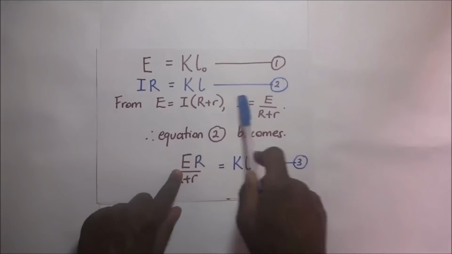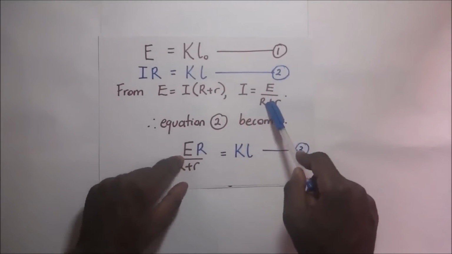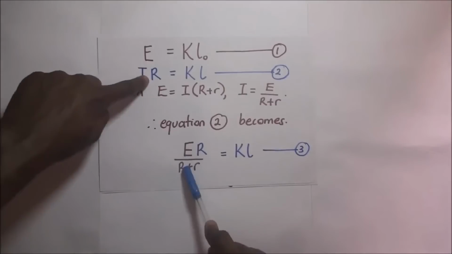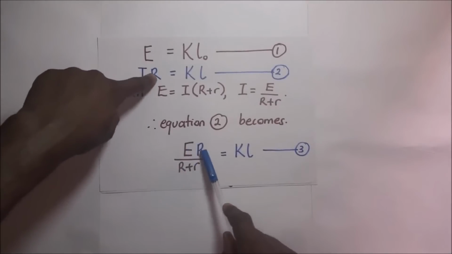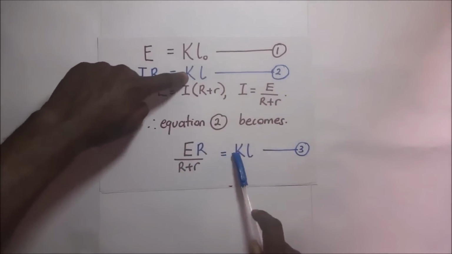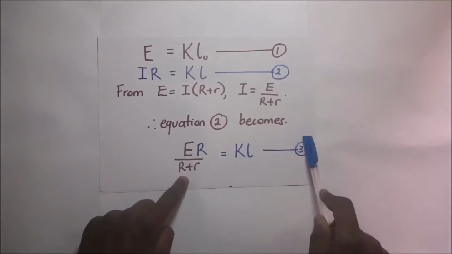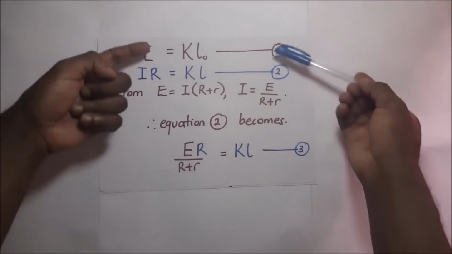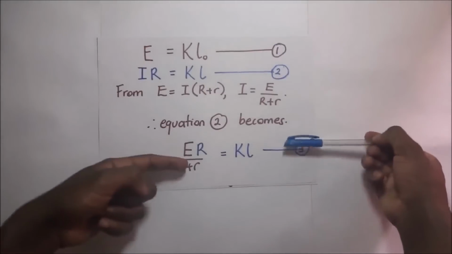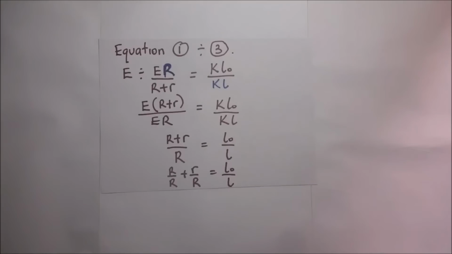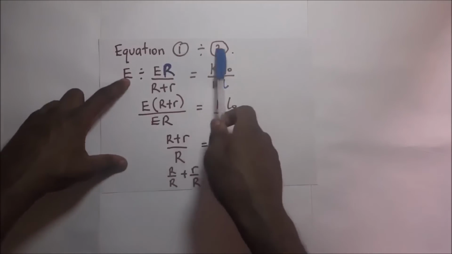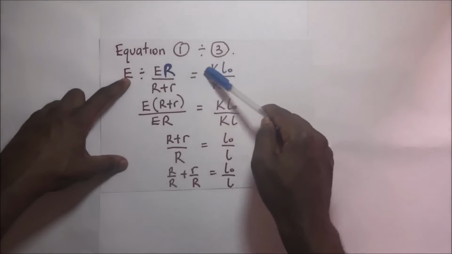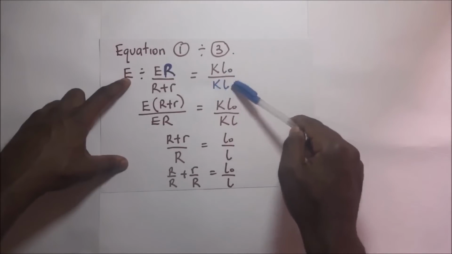We've gotten this equation 2, and we've substituted for the value of I, as we've put E over R plus r in that value of I, times R, which is going to be equal to K times L. And here we have our equation 3. So now we are going to deal with equation 3 and equation 1. These two equations, we are going to divide them. When we divide equation 1 by equation 3, E divided by that is going to be equal to this over that.